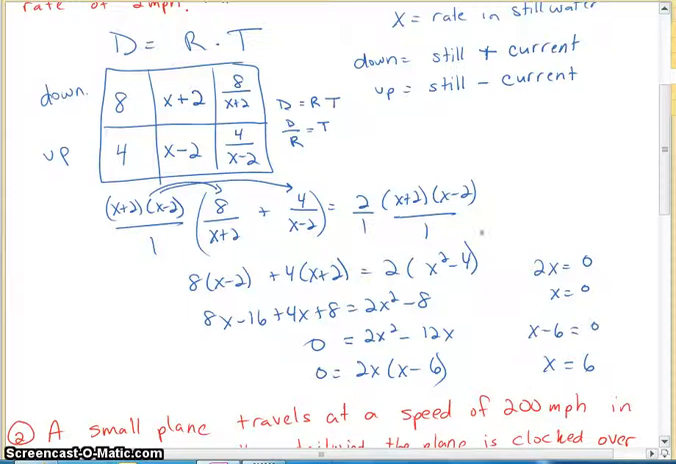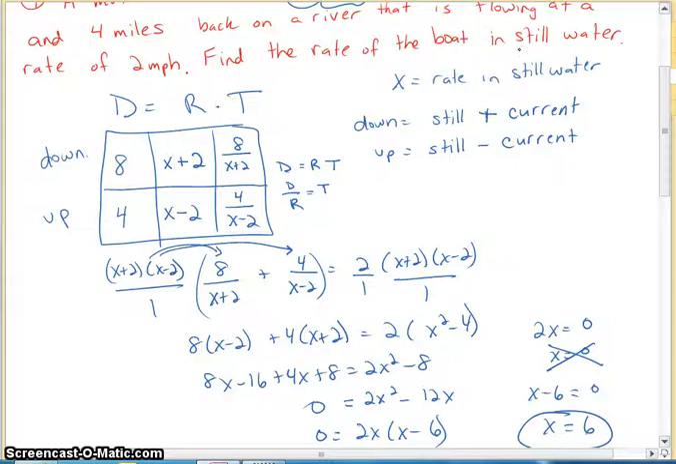If x equals 0, that means my rate downstream was 2 miles per hour, and my rate upstream would be a negative 2 miles per hour. I can't travel negative 2 miles per hour, so that's out. So my answer is just 6. It says find the rate of the boat in still water. I've solved for x, and it is 6 miles per hour.